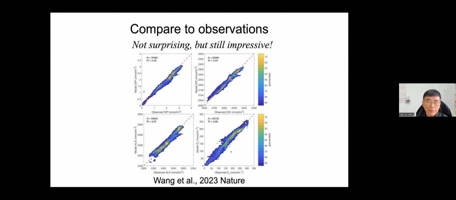So here I'm going to show some results. These four panels show the tracer plots for DIP, DIC, alkalinity, and dissolved oxygen. On the top, I wrote "not surprising but still impressive." The reason I say not surprising is because we use these tracers to train our model, so we expect to get high R-square values. But to get such high R-square values, the results are still very impressive.